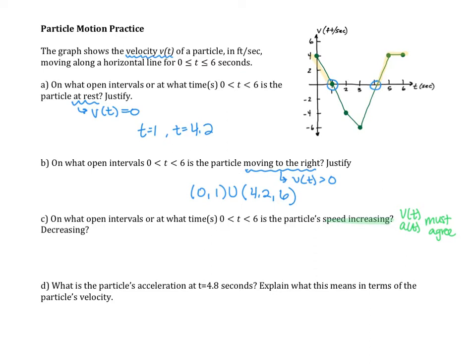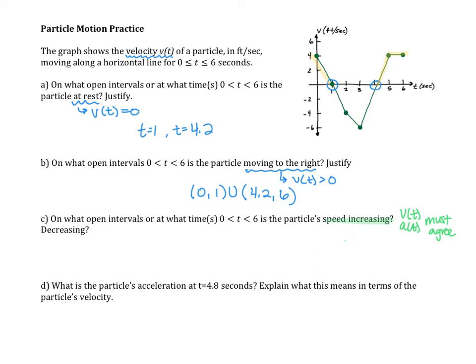Well, we haven't really looked at the acceleration at all. So let's talk about the acceleration here. Remember, acceleration is the derivative of the velocity. So we're really looking at the value of the slopes. So let's talk about the value of the slopes where they agree. If we look at the velocity, let's start with negative velocity.